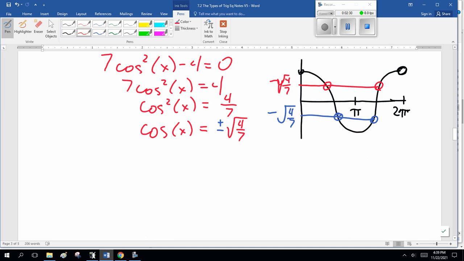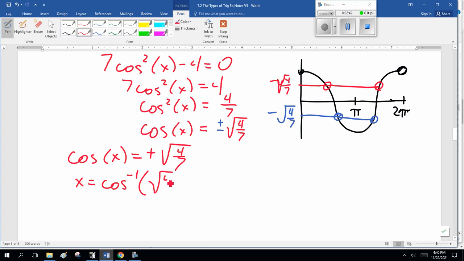So we have cos of x equals plus square root of 4 over 7. So x is cos to the minus 1 of the square root of 4 over 7. X works out to be 0.714 radians.